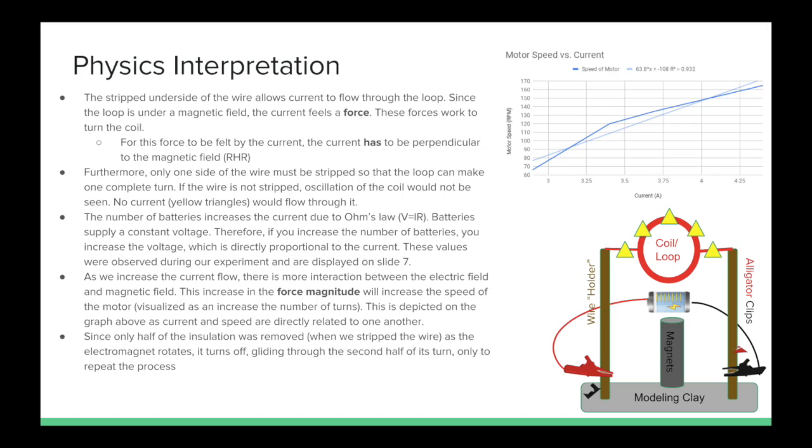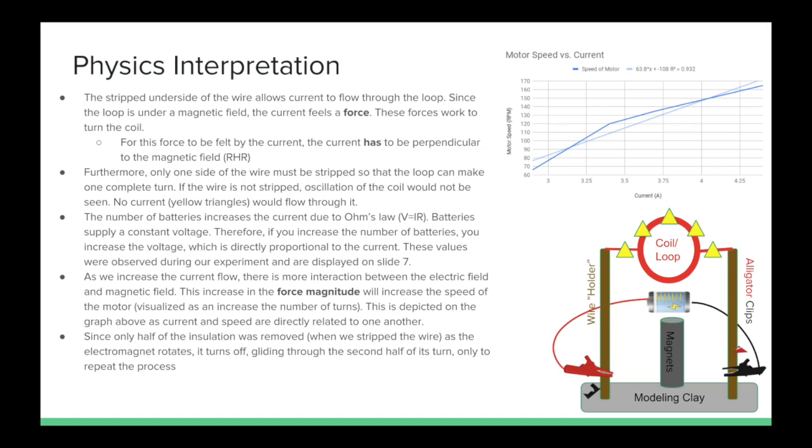Furthermore, only one side of the wire must be stripped so that the loop can make one complete turn. If the wire is not stripped, oscillation of the coil would not be seen because no current would be flowing through it. The number of batteries increases the current due to Ohm's law. Batteries supply a constant voltage. Therefore, if you increase the number of batteries, you increase the voltage, which is directly proportional to the current.